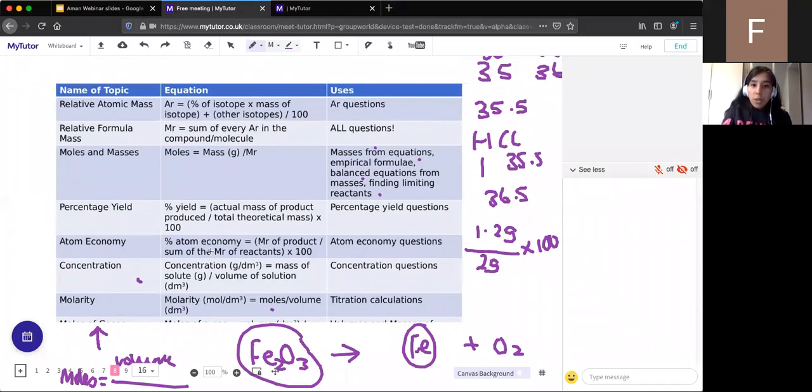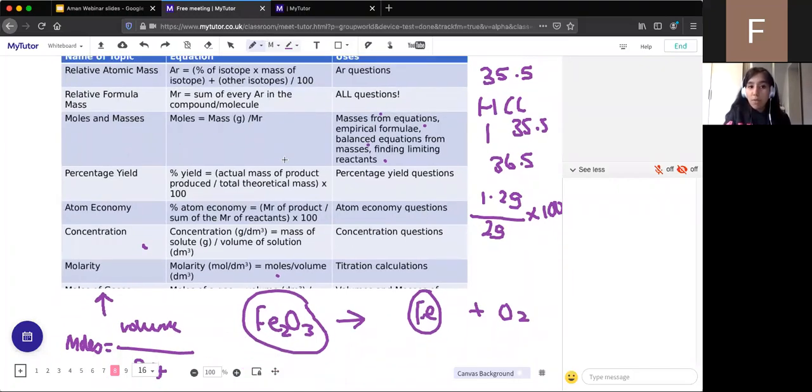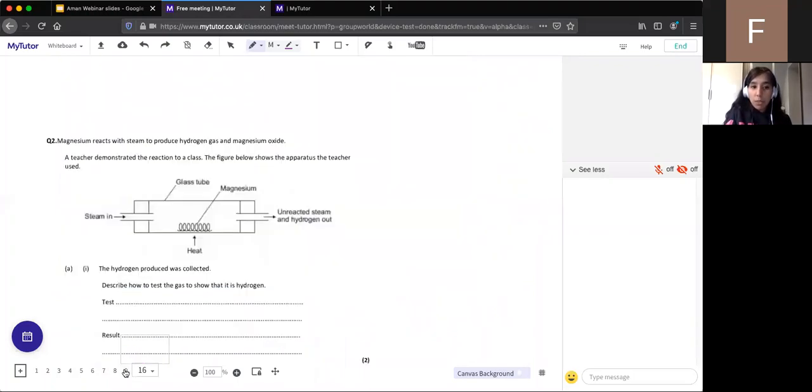Okay, so if there are no questions on any of those, and as I said, it's a very quick run through, that's because we've gone over it in a lot of detail in previous sessions. Someone is asking me to go over molarity. So molarity is concentration in moles per decimeter cubed. Right at the beginning of today, we used that equation to do a titration calculation. So it's exactly the same as concentration, but instead of it being in grams, we do it in moles. Okay, so let's do some exam questions.